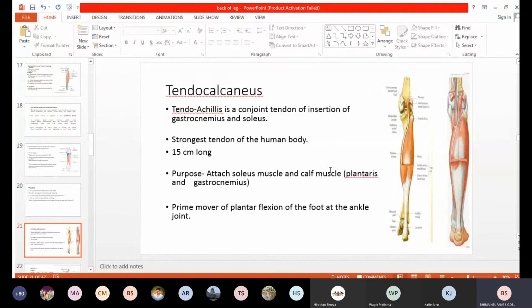After that you can see another structure, this is the tendon. That is the Achilles tendon, or the tendocalcaneus. This is the conjoint tendon formed by the tendons of the gastrocnemius and the soleus. It is the strongest tendon of the body, about 15 centimeters long, and its most important purpose is the attachment of the soleus muscle, the plantaris and the gastrocnemius muscle. It is the prime mover of plantar flexion of the foot at the level of the ankle joint. So plantar flexion is the function of the Achilles tendon.